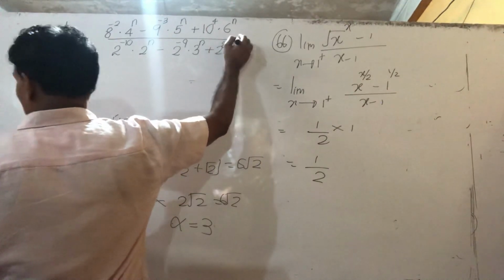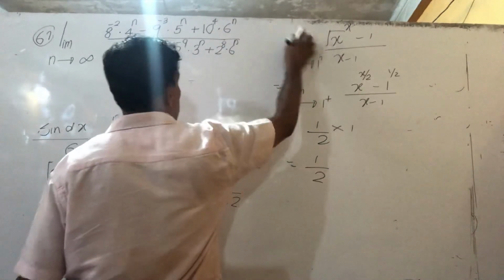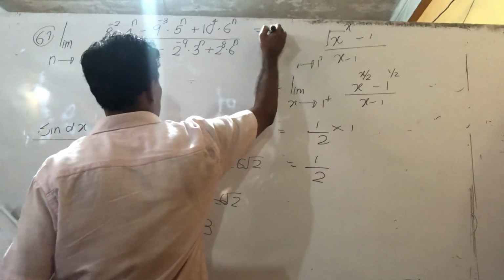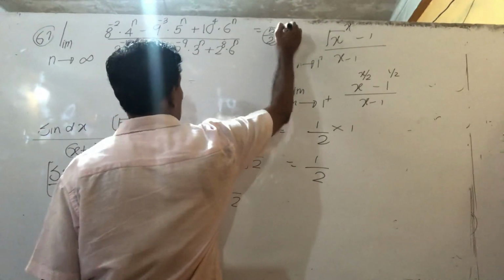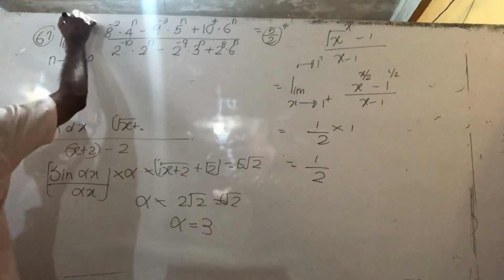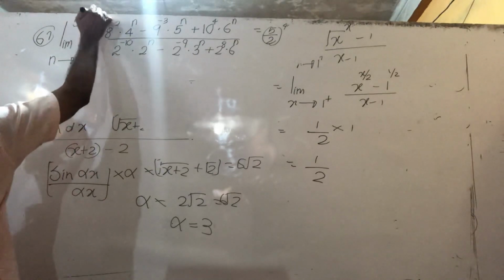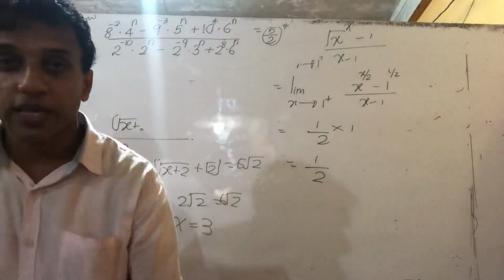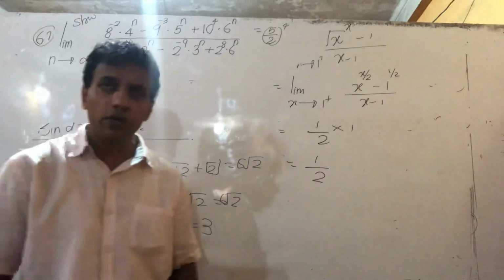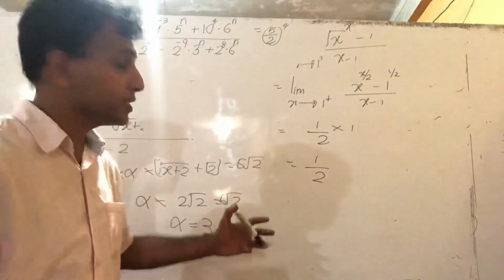Equal, the answer is given, right? 5 over 2 power 4. Problem is show that, right? Question is show that answer. The answer is given, you have to try that. So try on. I'll show that from next video. I'll start this problem.